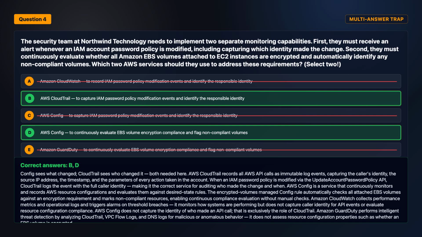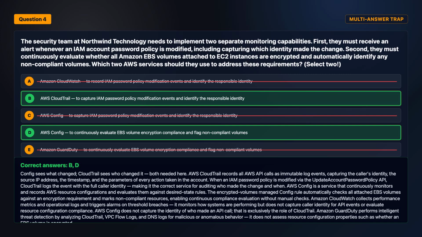AWS Config is a service that continuously monitors and records AWS resource configurations and evaluates them against desired state rules. The encrypted-volumes managed Config rule automatically checks all attached EBS volumes against an encryption requirement and marks non-compliant resources, enabling continuous compliance evaluation without manual checks.